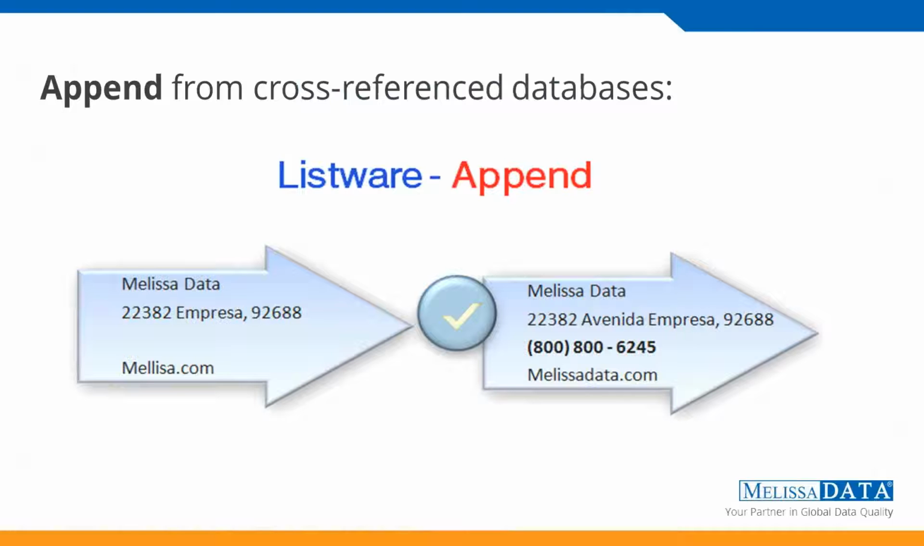Append, the next step. Once you've checked all your data against itself, then it can find additional data based on other sources, cross-reference databases. For example here, using the company name and the address, it was able to standardize the address. It was able to find the official phone number for the business, the official website. All of that was appended based on the data you had to start with.